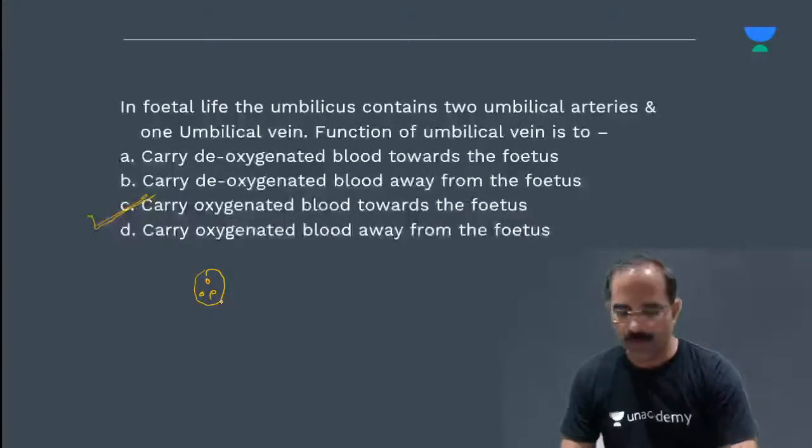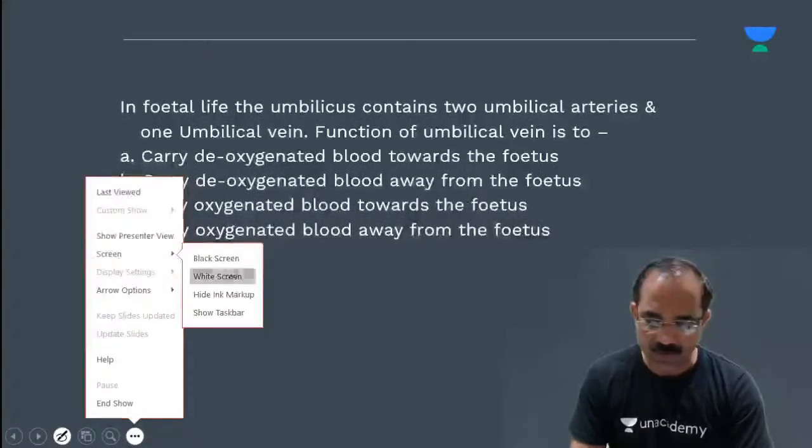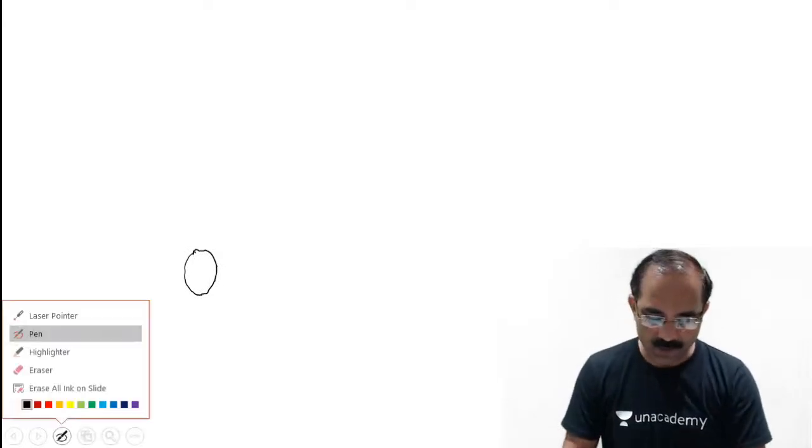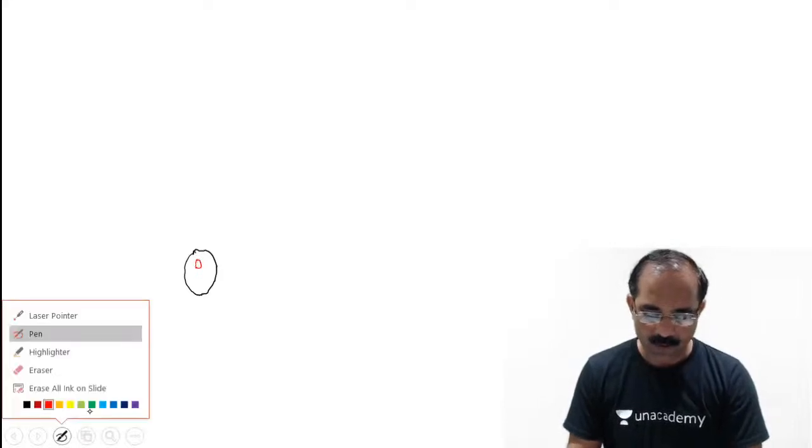I'll just draw this for you. You may draw it now. This is another very important MCQ for you, bachcho. Very, very important MCQ. Chalo, we'll make it like this. Tell me, what are the contents of umbilical cord? There are 2 umbilical arteries and 1 umbilical vein.